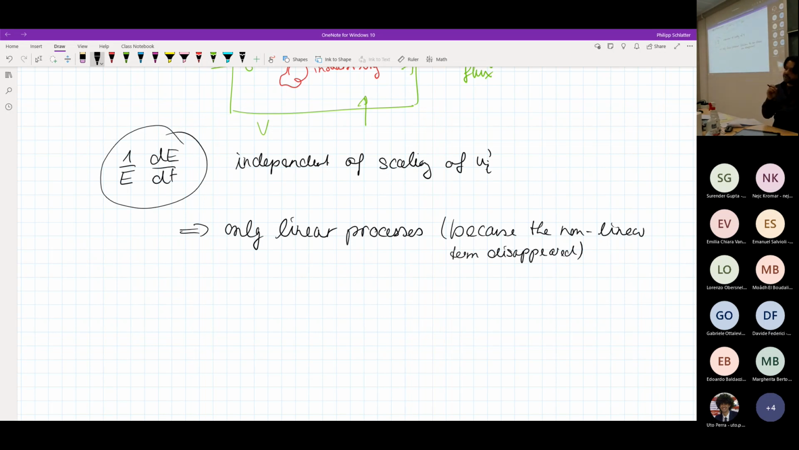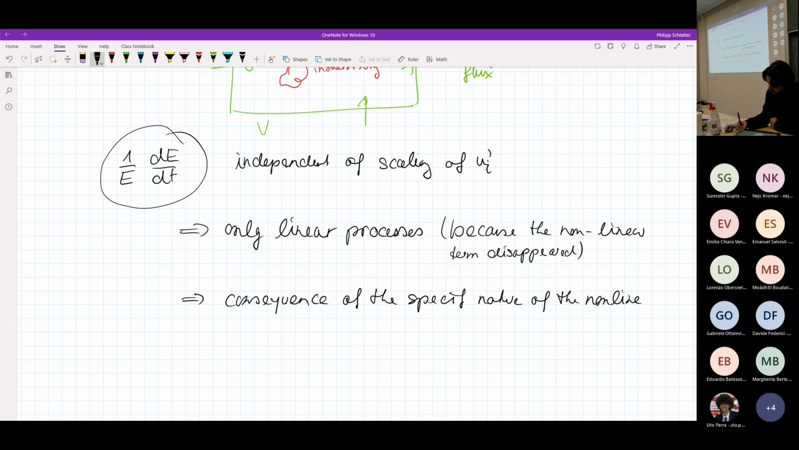So that means my energy growth, and now I'm kind of back talking about the rate G which we use as the motivation for that, my energy growth is independent of the scaling. And of course, it's not coincidence that it actually happens like that. It's a consequence of the Navier-Stokes equations, a consequence of the specific nature of the nonlinearity in the Navier-Stokes equations.